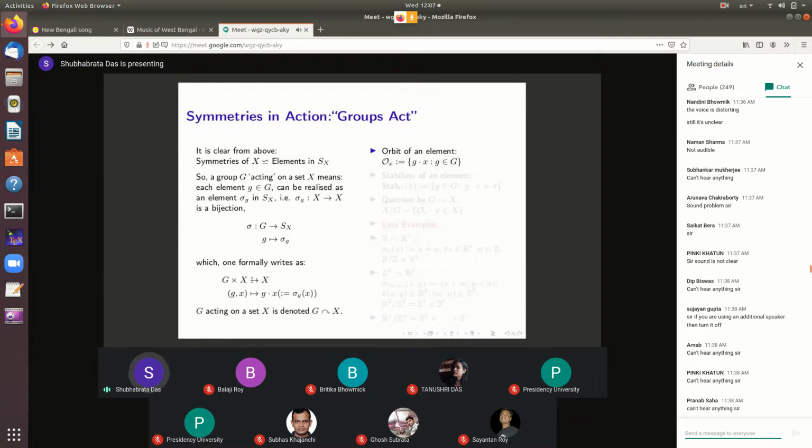So I just wrote that map before writing this, because it seemed to me that this comes first. G acts on X means it can be realized as a permutation of X. Anyway, this is nothing new, and by all this information, we mean a group G is acting on a set X.